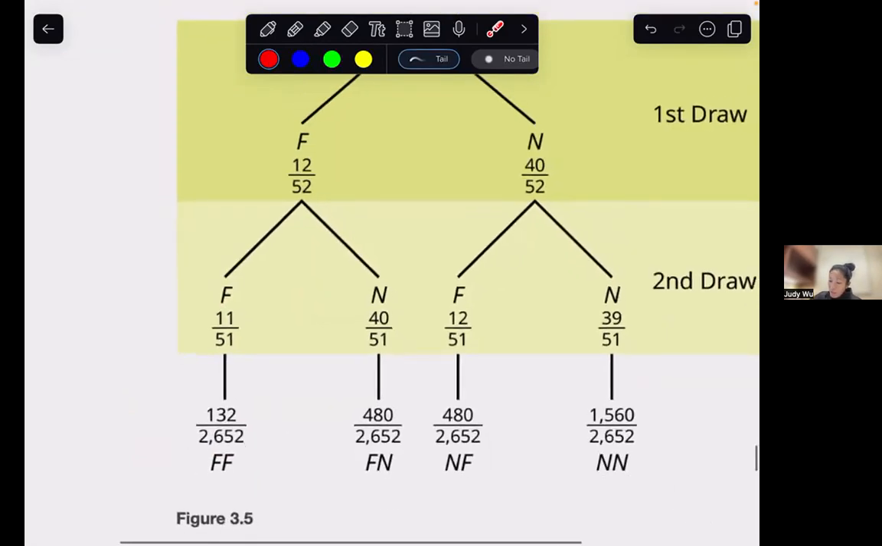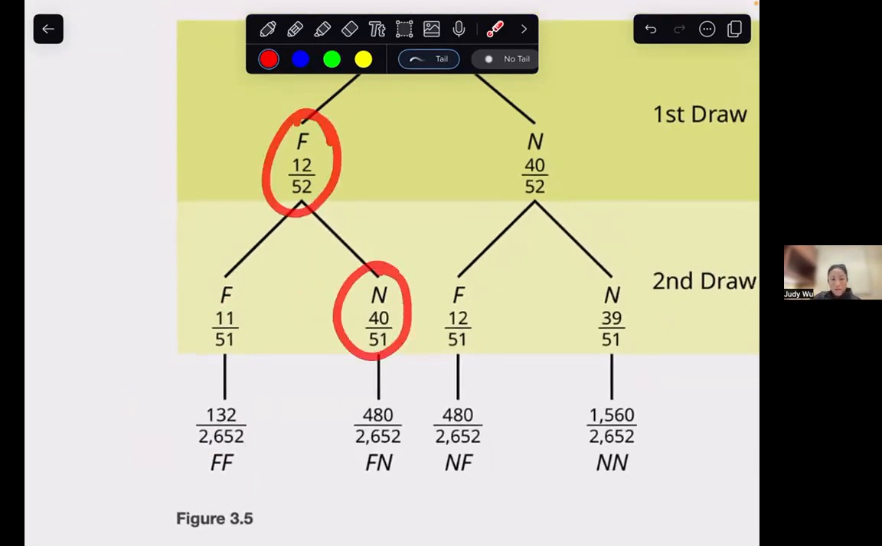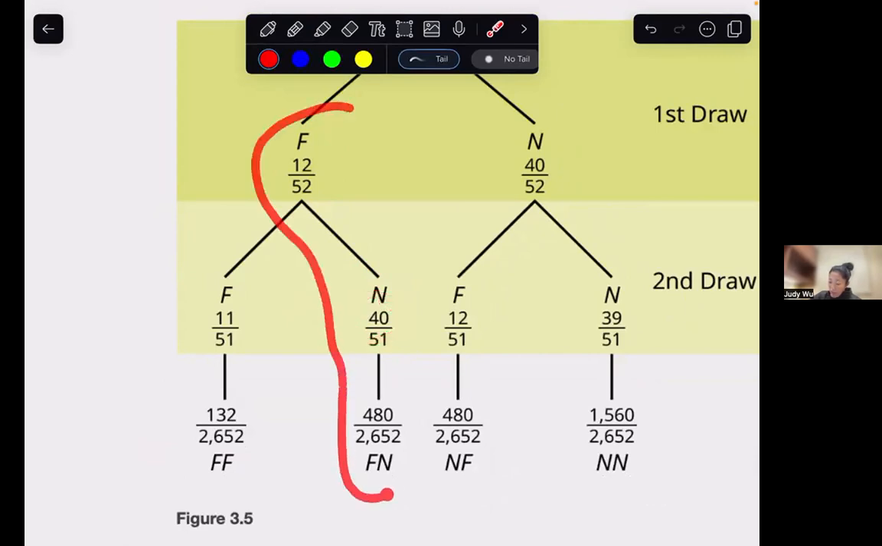And we do the same thing if we draw a face card and then a number card. We take 52 and we subtract 1 because it's 51. We took out a card and we didn't put it back. But there are 40 number cards to choose from, so this is still 40. And when we multiply 40 and our 12, we end up with 480. And when we multiply our denominators, we end up with 2652. Okay? The same thing is true.